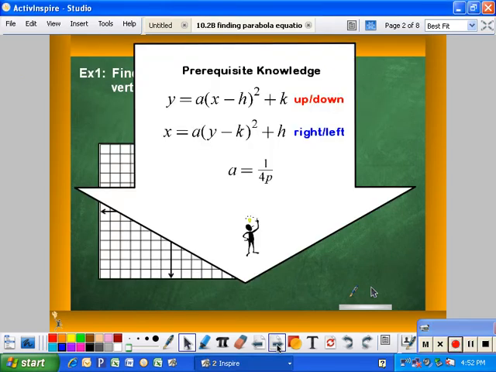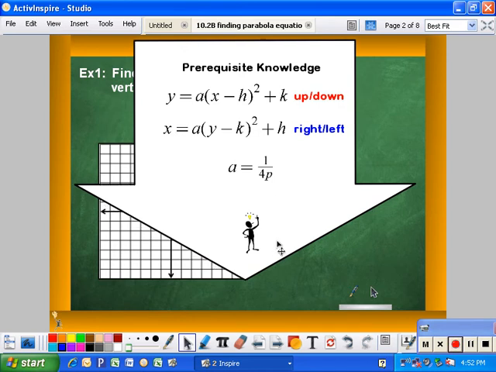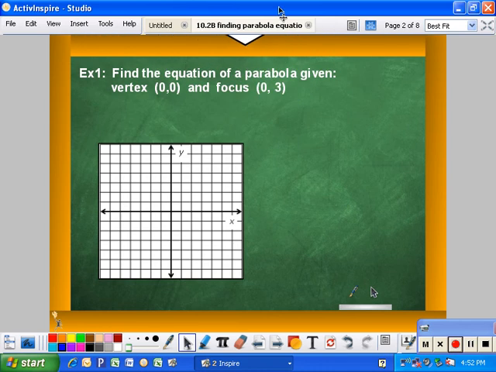Before we get started, I wanted to remind you of something. When you're in a y equals, you'll know that the parabola will either open up or down depending on the positive or negative value of a. X equals will open us right or left. And finally, a equals 1 over 4p is something we're going to use today, so keep that one in mind too. A equals 1 over 4p.